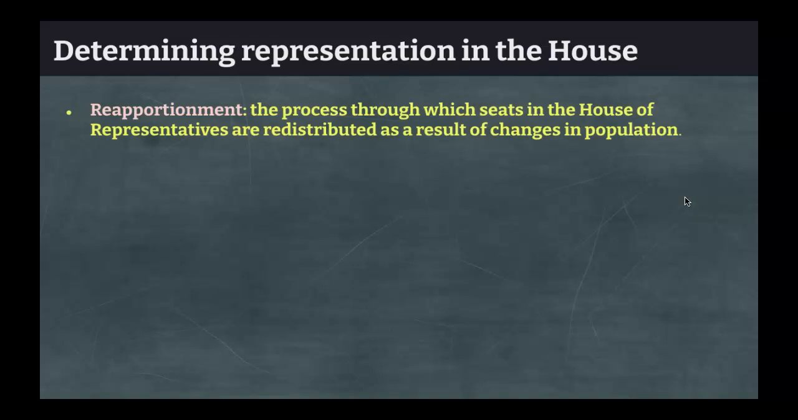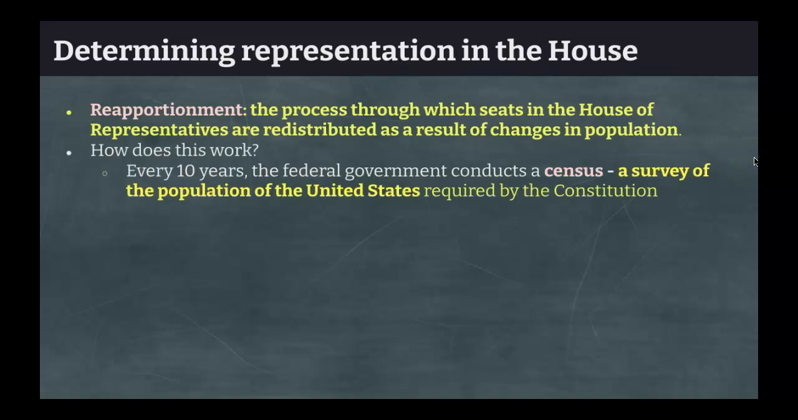Reapportionment. Put this in your notes. This is the process through which seats in the House of Representatives are redistributed as a result of changes in population. How does this work? Every 10 years, the federal government conducts a census, which is a survey of the population of the United States, which is required by the Constitution.